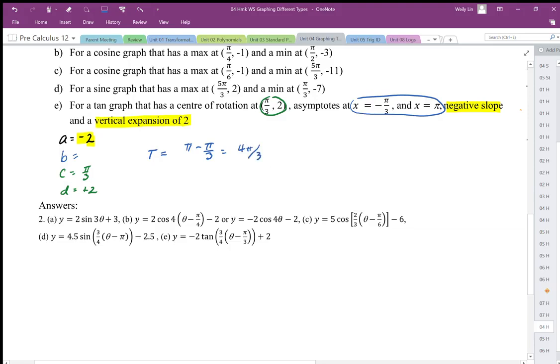So that being our period, to calculate the b value using the normal spacing of pi, we say the b value is the normal period, pi, divided by our period, 4 pi over 3. That works out to be 3 pi over 4 pi. The pi's cancel out, and we end up with a b value of 3 over 4.